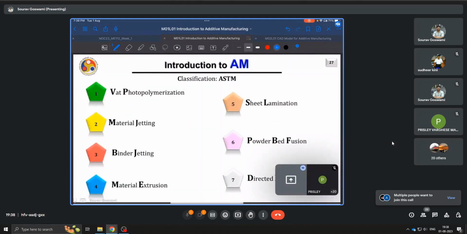ASTM classifies additive manufacturing into seven broad processes, and these are defined on the basis of the setup, on the basis of the feedstock that they use, as well as perhaps more importantly, the energy consumption of the process. And as you would have noted, energy increases as we go further down this list.